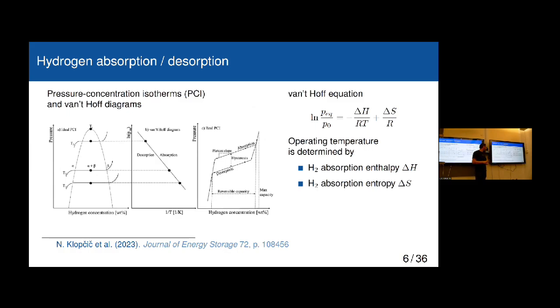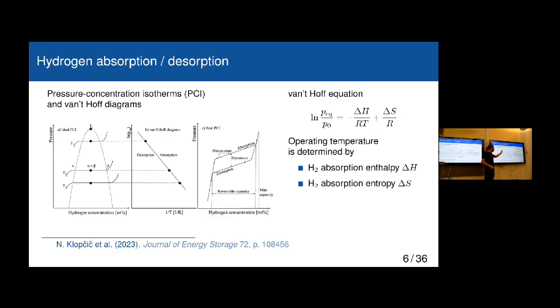We can plot these PC graphs, so pressure-concentration isotherm graphs. So basically, in terms of hydrogen and pressure, as a function of temperature, we will have a different plateau at which the absorption or desorption occurs. And typically we'll plot this in these van 't Hoff diagrams, where we plot the inverse temperature versus pressure.